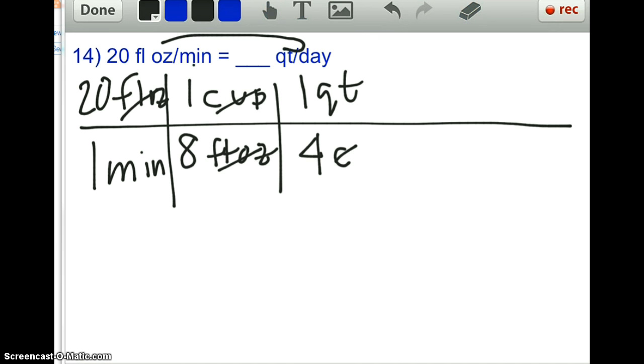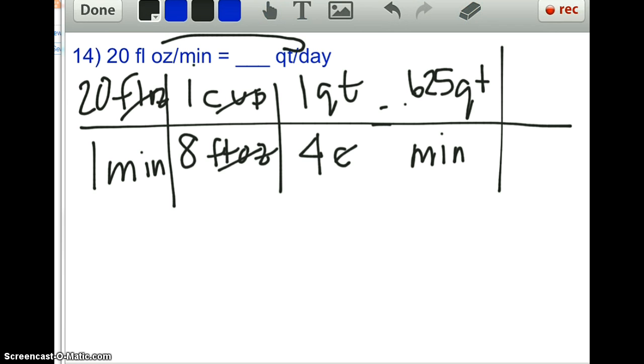So now I see that I divide, which a lot of you could just figure that out right away, but here's the why of it. So 20 divided by 8 divided by 4. When I do that, that gives me 0.625, and that's how many quarts I've got in a minute. All right? But I don't want minutes, I want days.